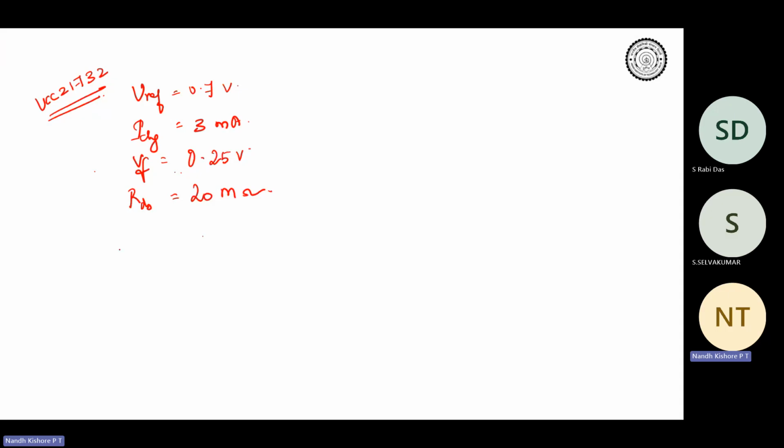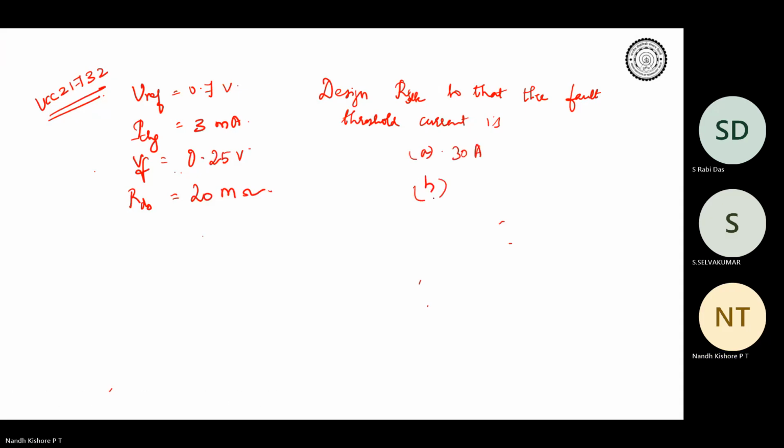In that case, the question is: design RBLK so that the fault threshold current is A, 30 amperes, B, 70 amperes. So if you vary RBLK, you can vary your fault threshold current.